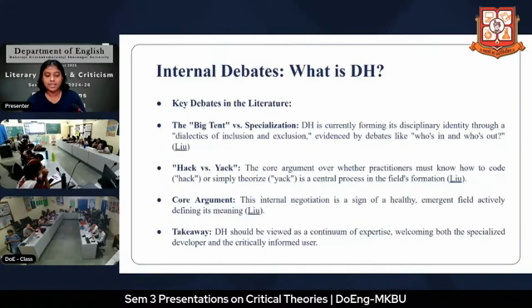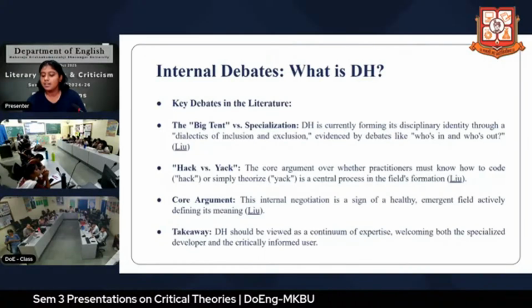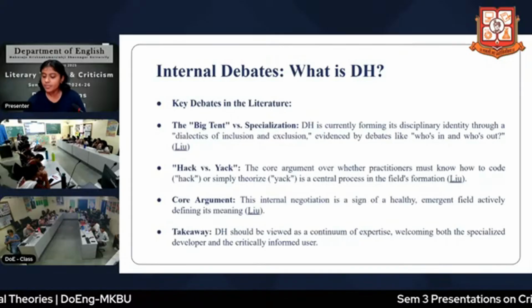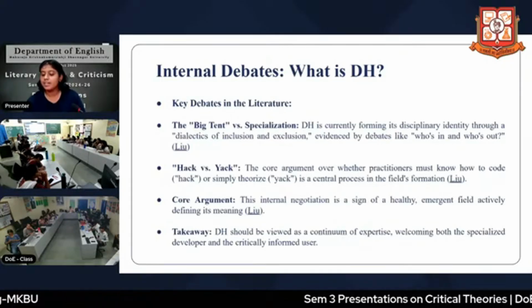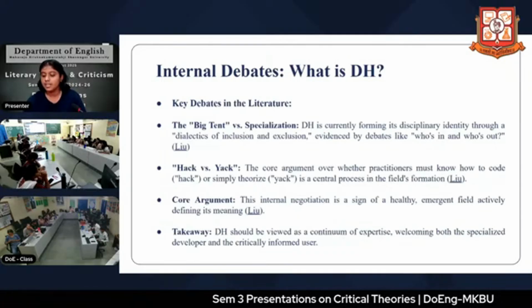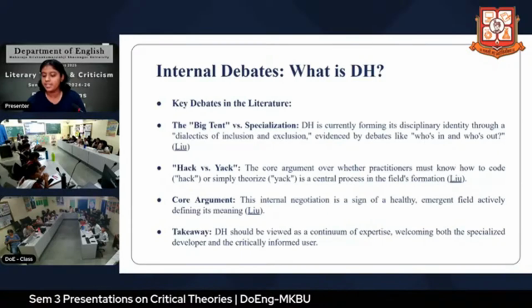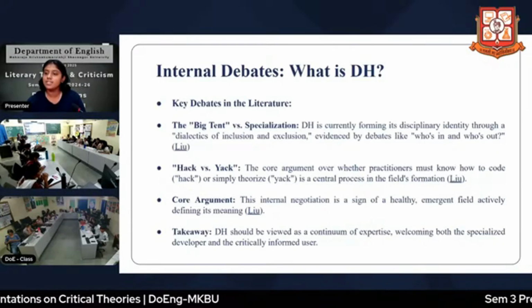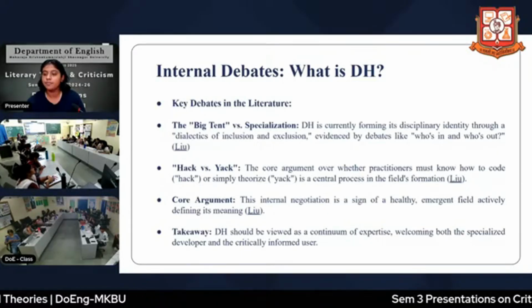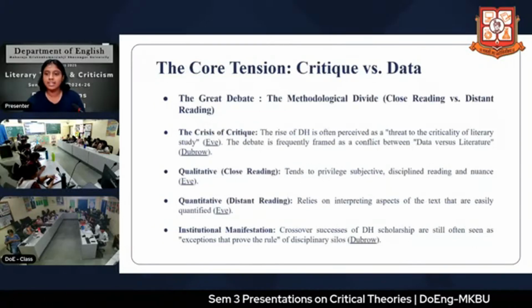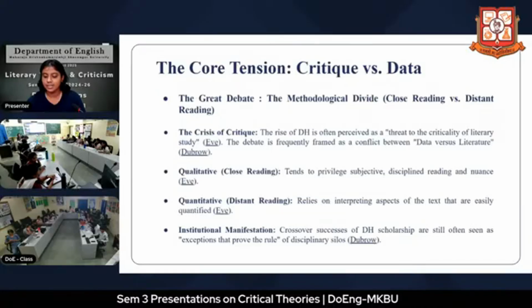So here we can take away that these debates are a sign of health in an emergent field, vigorously defining its boundaries. We should view digital humanities as a continuum of expertise, welcoming both the specialized developer and the critically informed user. So the core tension: critic versus data.